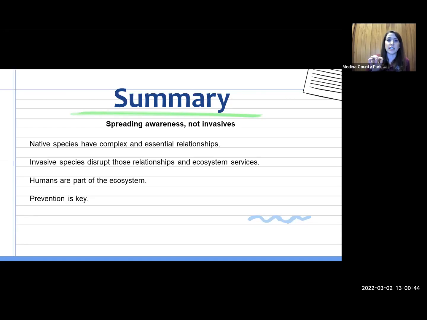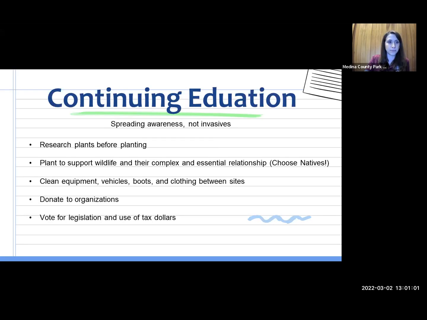And then prevention is key. Preventing those invasives is always going to be easier than trying to take care of the problem afterwards. Unfortunately, a lot of our control methods for these invasives are a reaction to something that's already a problem. So continue your education and keep learning. There's so much more to learn out there. There are a lot of invasives that we didn't talk about today.